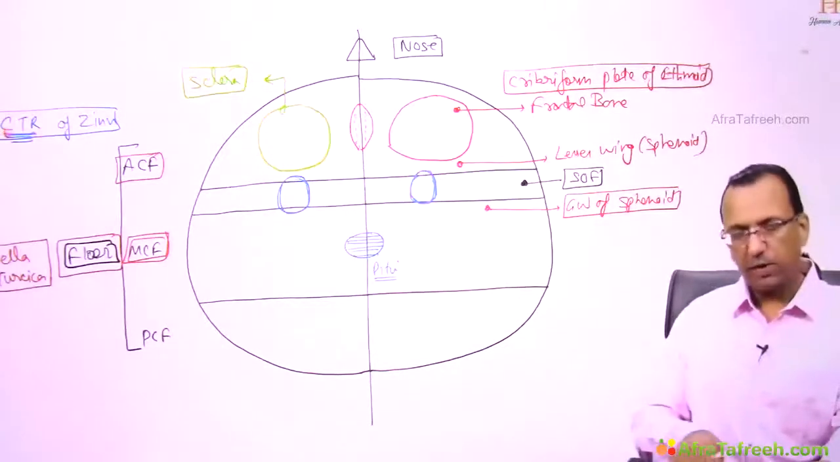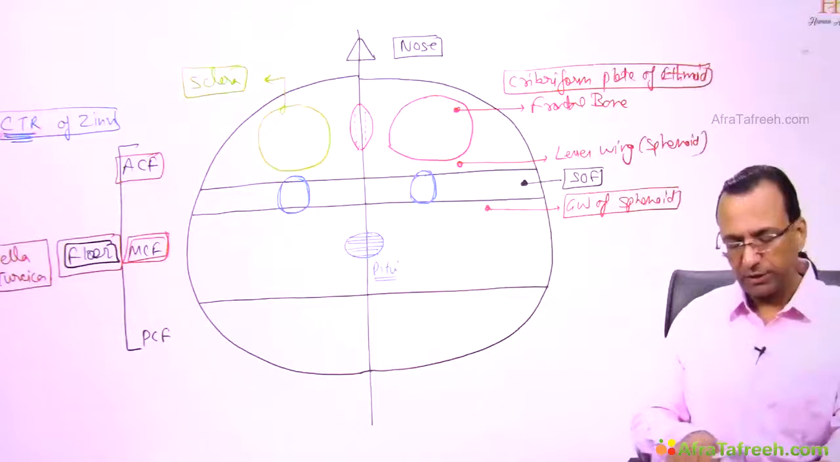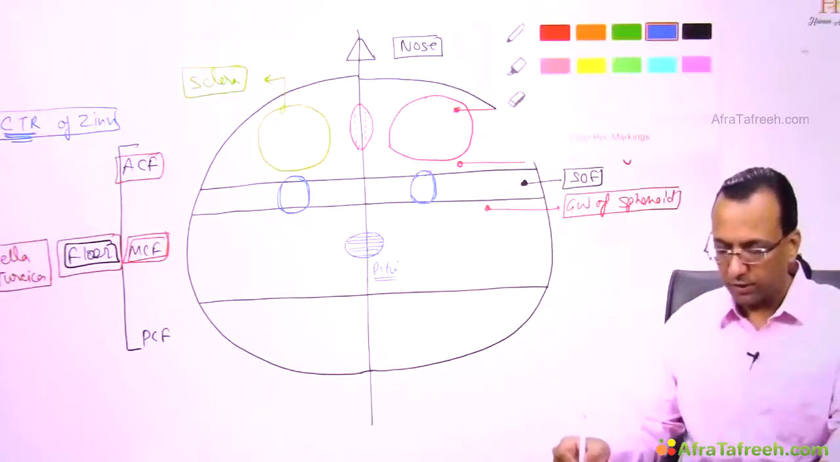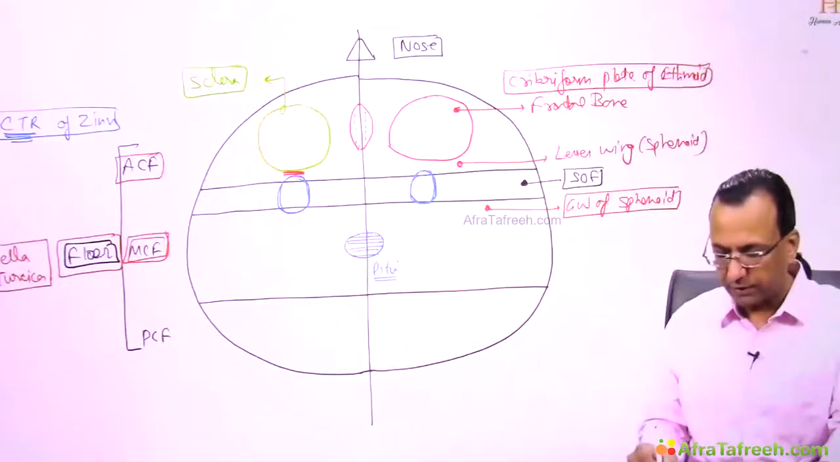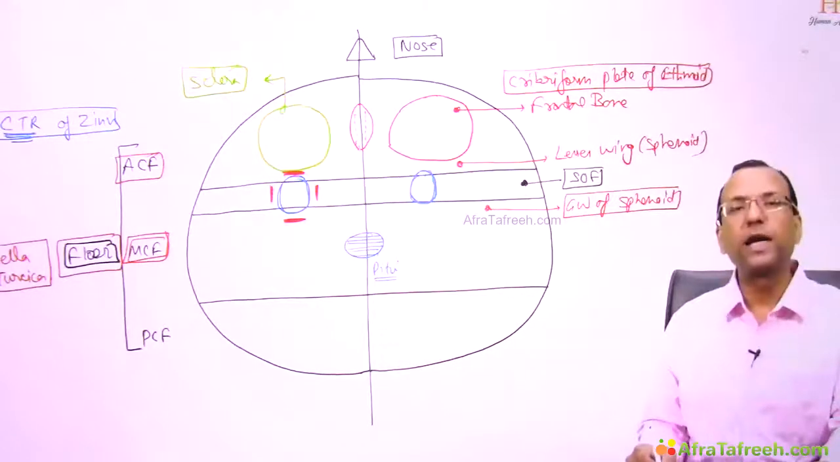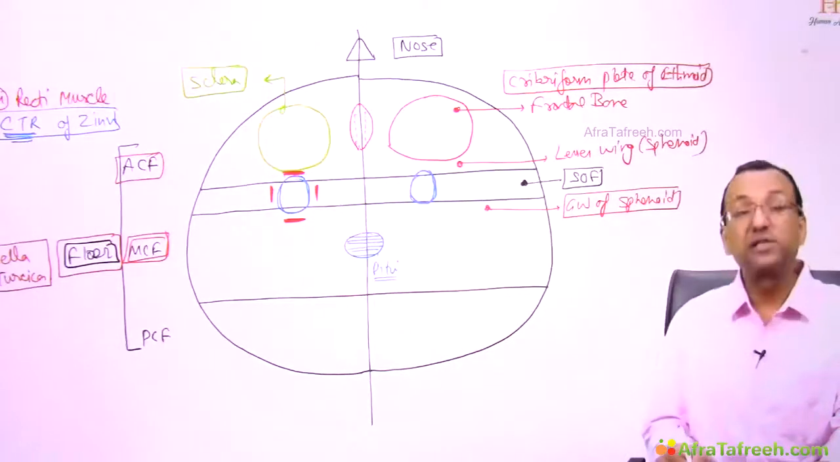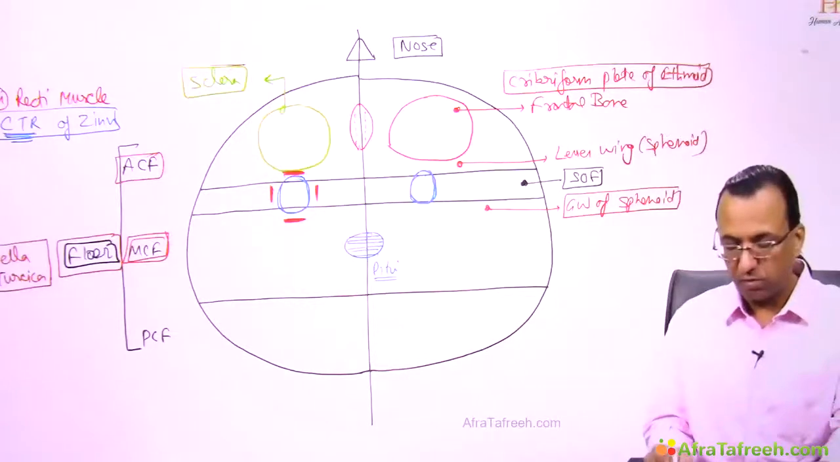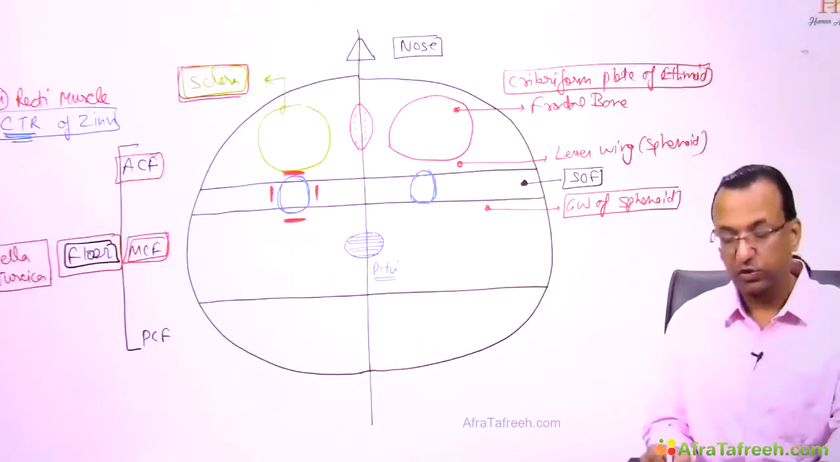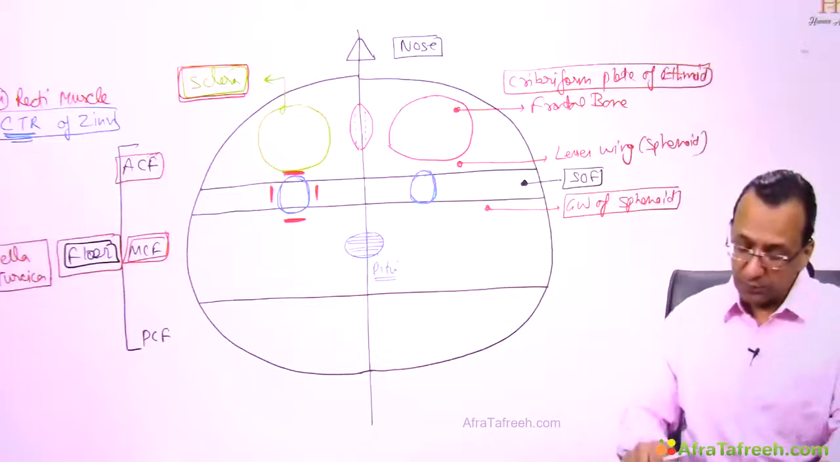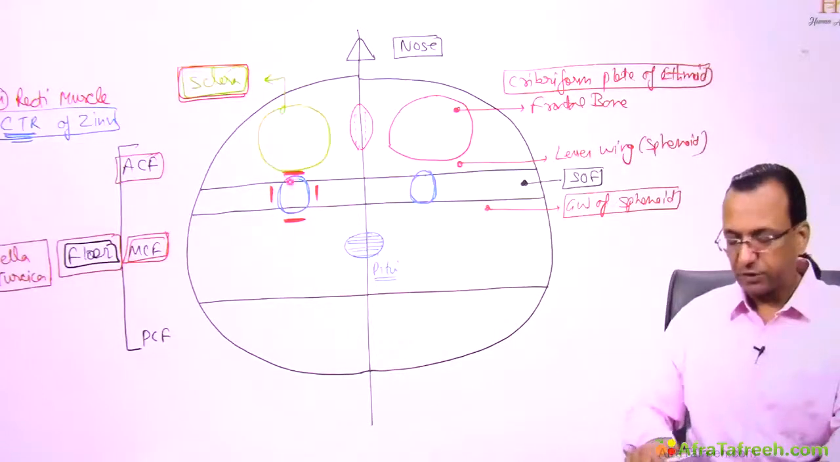It is called common tendinous ring of Zinn because it is the common tendinous origin of the four muscles: superior rectus, inferior rectus, medial rectus, and lateral rectus. So four recti muscles take origin here. Where is the insertion then? Sclera of the eyeball. All muscles insert into sclera of the eyeball. So common tendinous ring of Zinn, which is on both sides, will give you origin to four recti muscles, and they'll be inserting into sclera.